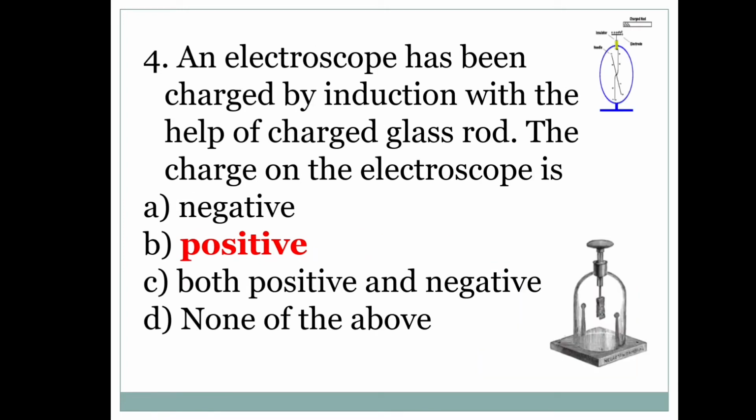Fourth one, an electroscope has been charged by induction with the help of charged glass rod. The charge on the electroscope is option A negative, B positive, C both positive and negative, D none of the above. The answer is option B positive.